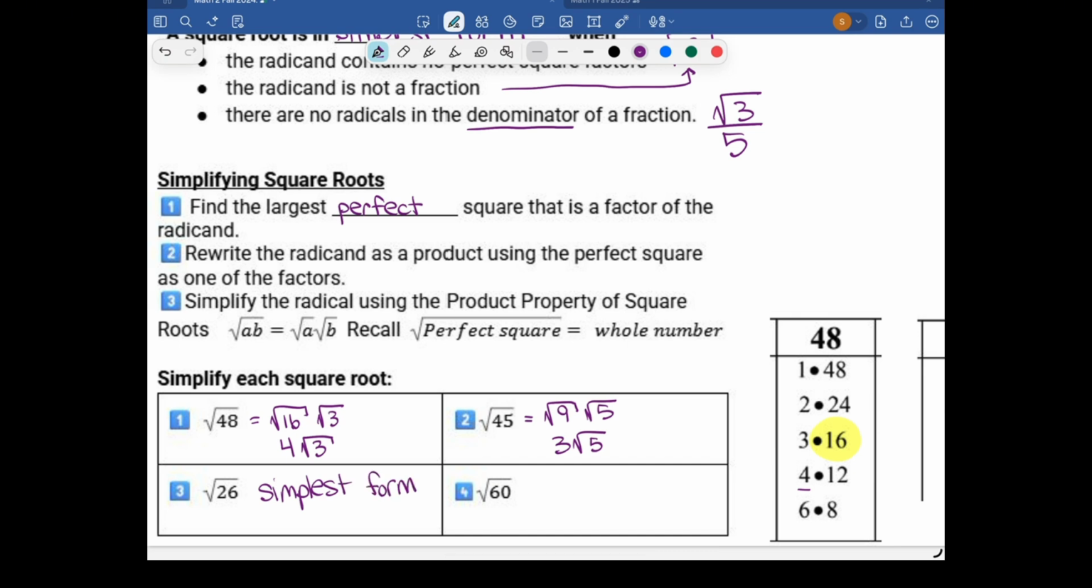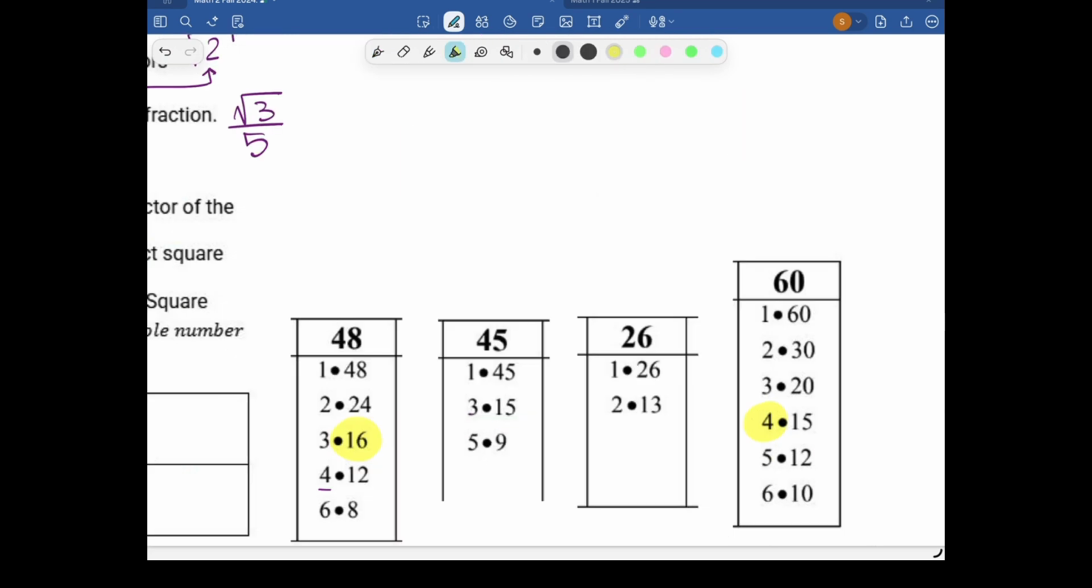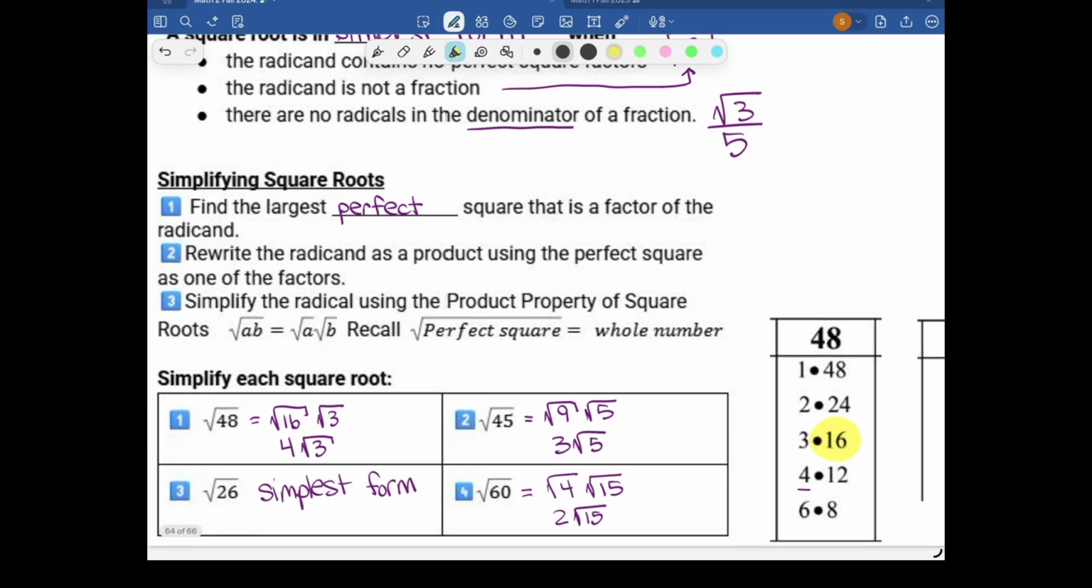The square root of 60, now that one, example 4, is not written in simplest form. Go ahead and pause the video and see if you can get the correct answer. Okay, 60 is a factor of 4 times 15. 4 is your perfect square factor of 60. So when you break that apart, root 4 times root 15, you get 2 root 15.